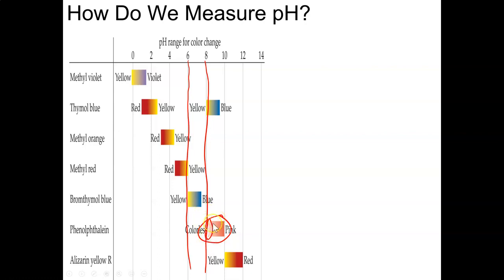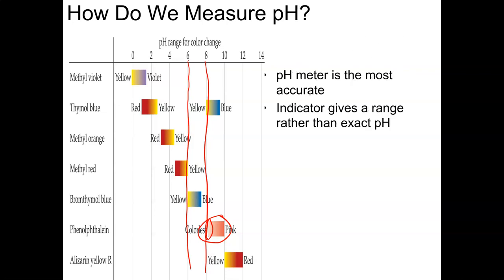Like in the case of this thing, it gives me a range of the pH of neutralization, but it's not an exact number. It's somewhere between 8 and 10. That's pretty broad, a difference of 2 pH points. So that's why it's not ideal, but it's an option. A pH meter is by far the most accurate. An indicator gets a range, and that's the reason it's not ideal.